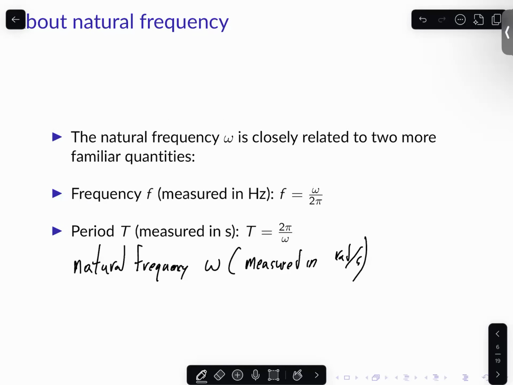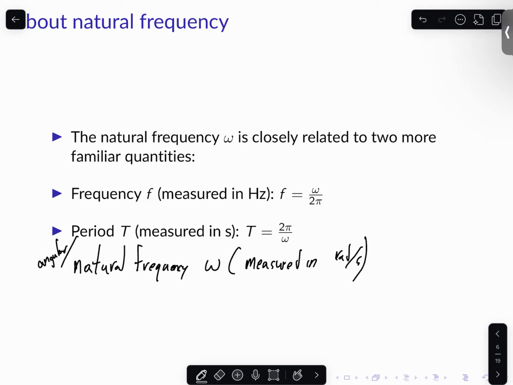I want to put this connection in here, even though in the context that I'm talking about, I will almost always refer to this as natural frequency. In my mind, natural and angular are so synonymous, you may catch me saying angular frequency from time to time. Here's a summary of what we've just said. Frequency F in hertz, period T in seconds, angular or natural frequency omega in radians per second, and the relationships between these three.